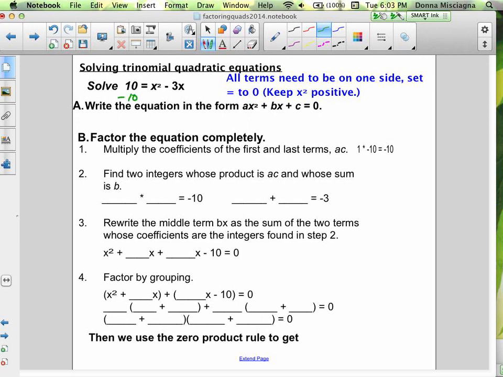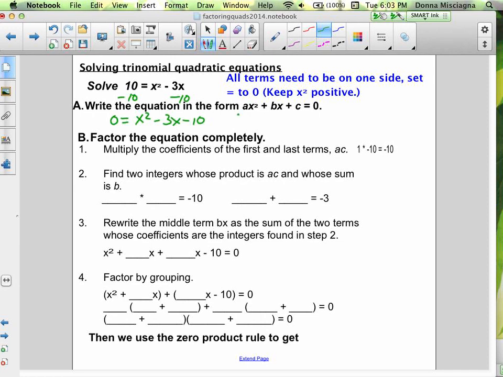So we're going to subtract 10 from both sides. Now we have 0 equals x squared minus 3x minus 10. Perfectly fine to have the 0 on the left. Now we've got it in standard form. You could flip it and put the 0 on the other side, but it doesn't matter which side the 0 is on. It's the same equation. We just want to make sure we have the squared term, and then the x term, and then the constant, and the whole thing is equal to 0.